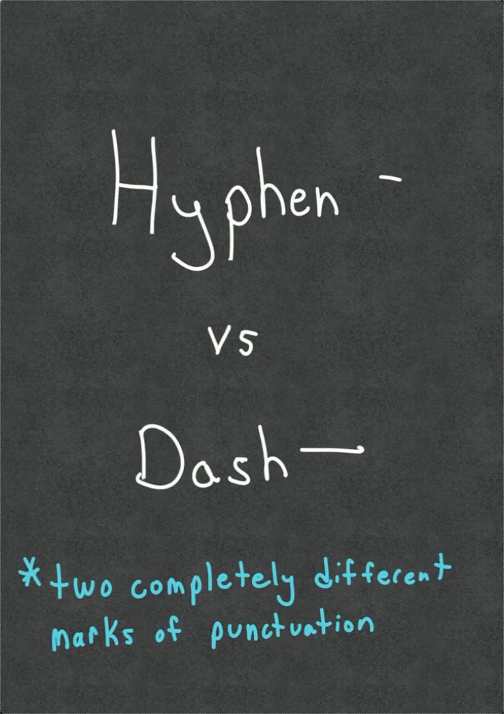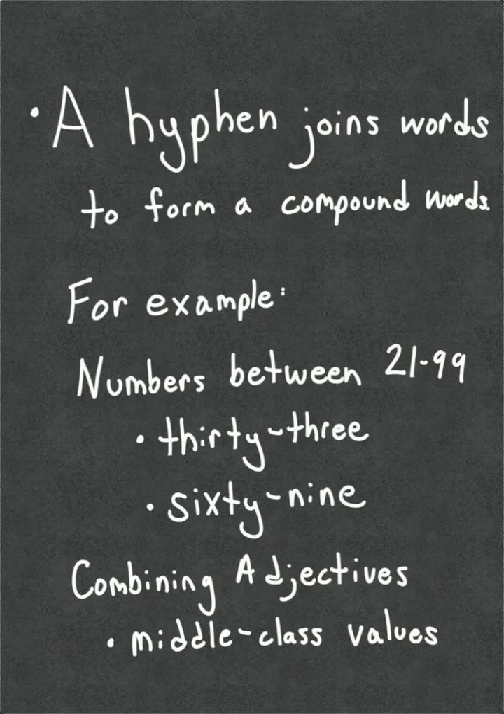Today, we're looking at two very different forms of punctuation, even though they may look quite similar: the hyphen and the dash. So we're going to begin by taking a look at the hyphen. The most common way of using the hyphen is to join words to form a compound word. For example, numbers in English. 30 is a number. 3 is a number. 33 is also a number, so we're going to take two words and use a hyphen to combine them together, just like 69.